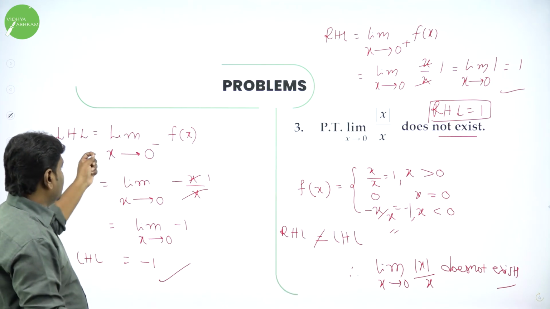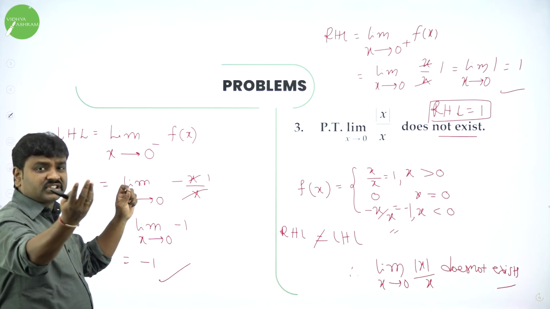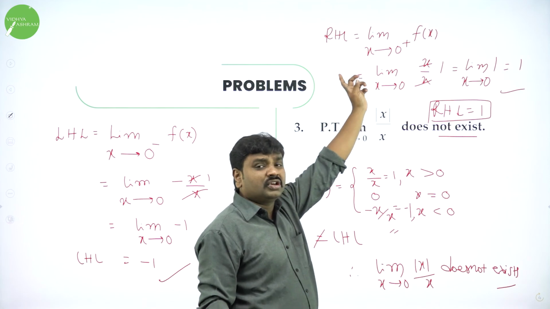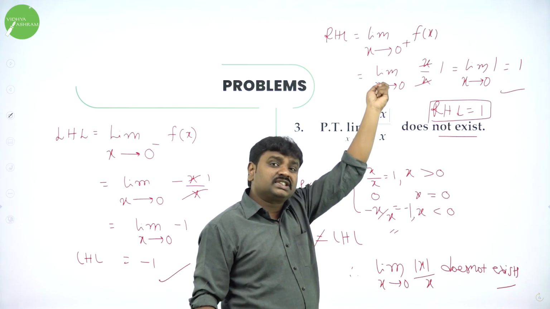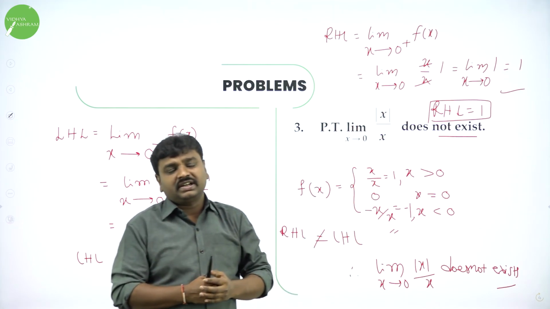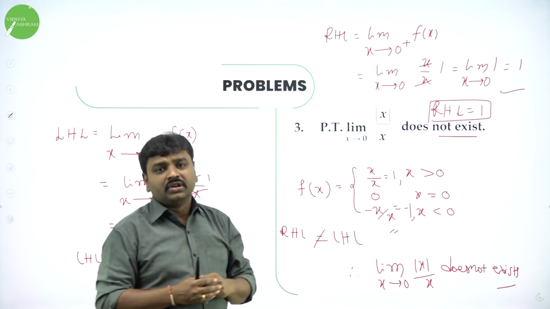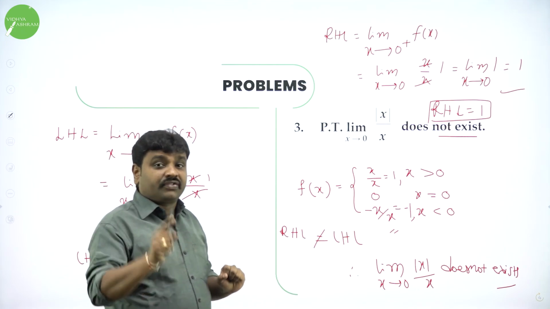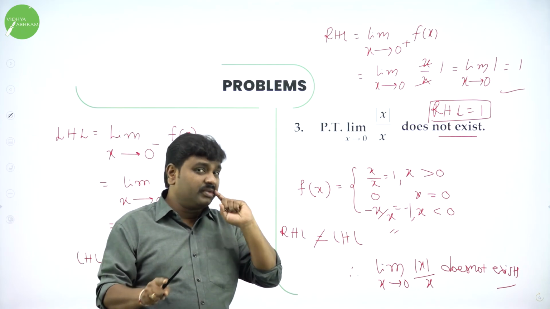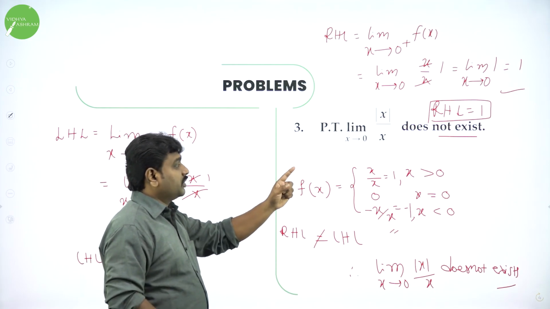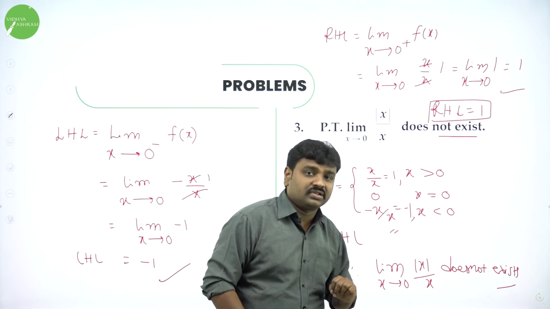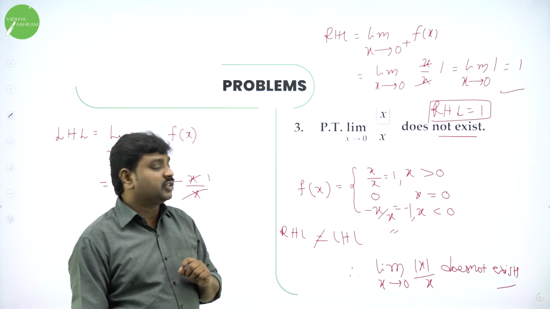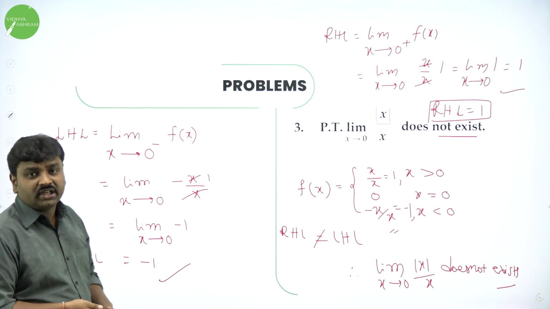What is LHL, the left-handed limit? Limit as x tends to 0 minus of f of x. Choose the function when x is less than 0. What is RHL? Limit as x tends to 0 plus of f of x. Choose the function when x is greater than 0. Here you got different values for LHL and RHL. Therefore, if they are different, we say the limit does not exist. If the LHL value and RHL value are both the same, then the limit exists. Always remember mod x by x: mod x can be written as plus or minus x. So when a function has more than one value, we call it a piecewise function. For piecewise functions, we always should do LHL and RHL.